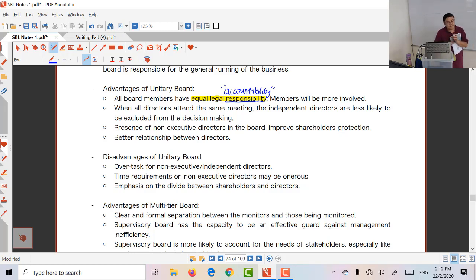Okay, what effect do we get? To think of this point, we must ask ourselves, if you really become a director in a unitary board, do you think your risk of being a director is higher if you're an ED or an NED? Or probably I rephrase the question. What kind of risk will you have as an NED?